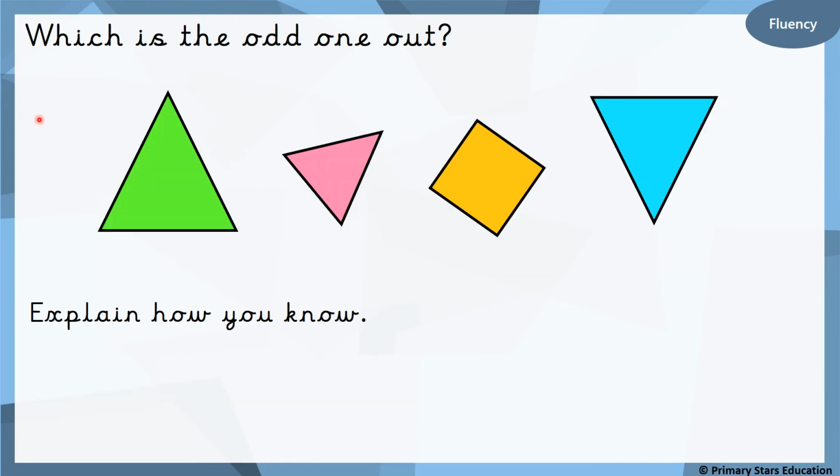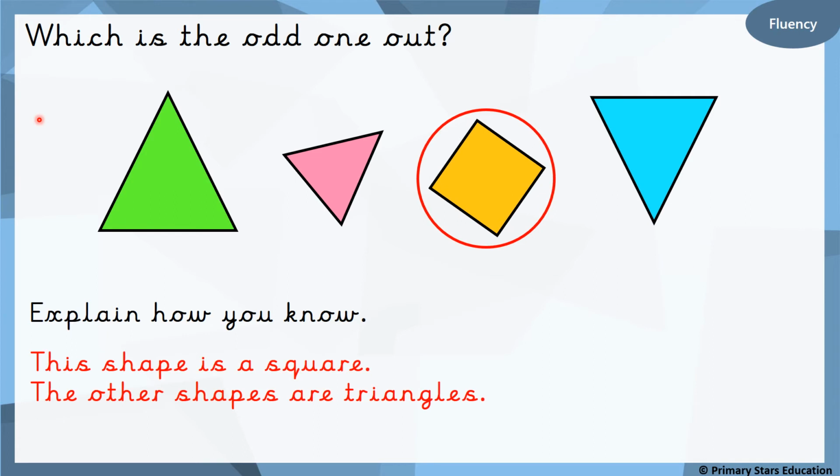Have a look now, which shape is the odd one out? Explain how you know. Pause the video now. Okay, let's do it together. The square is the odd shape out because it is a square and the other shapes are triangles. They all have 3 sides and the square has 4.